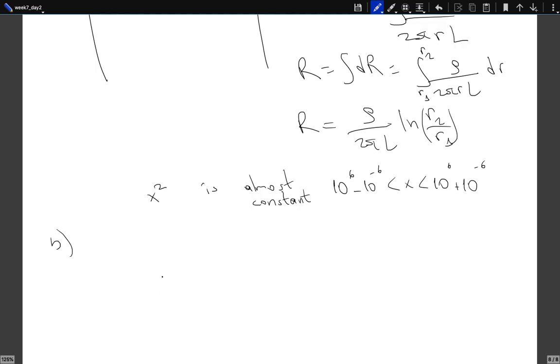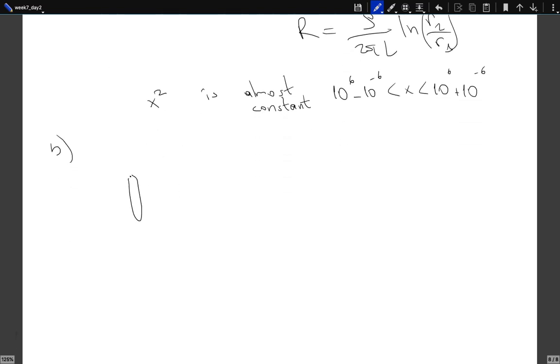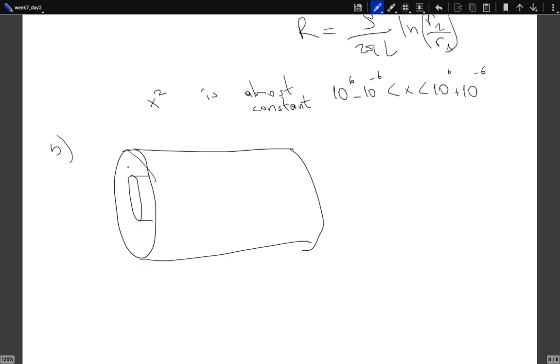Again, the same system. But this time the current is running in this direction, not radially outward, but parallel. What is the resistance? Any ideas? Is the center hollow? Well, there's a hole over there. This is a cavity.